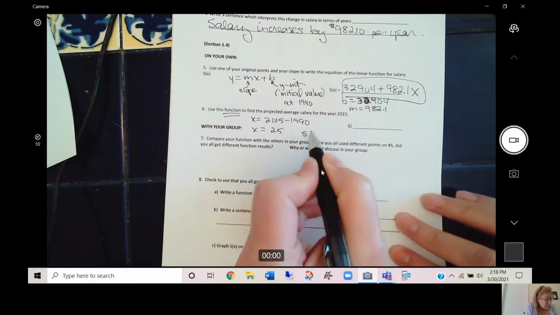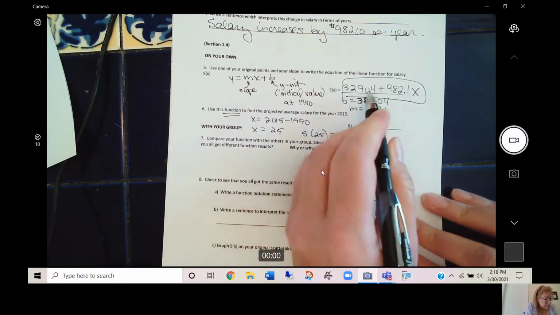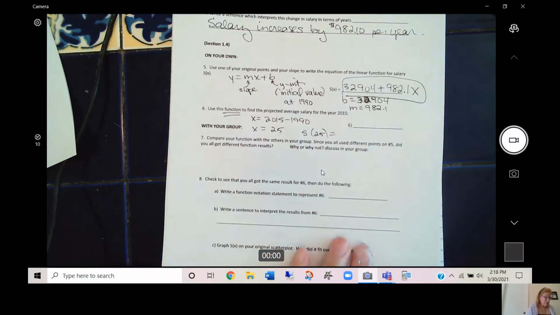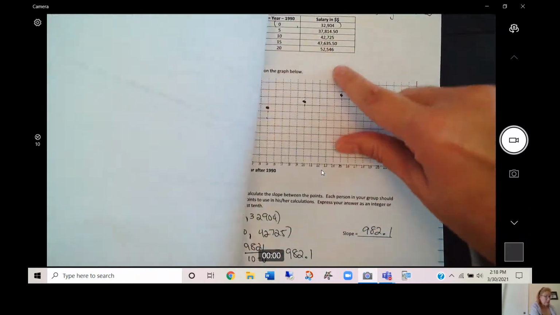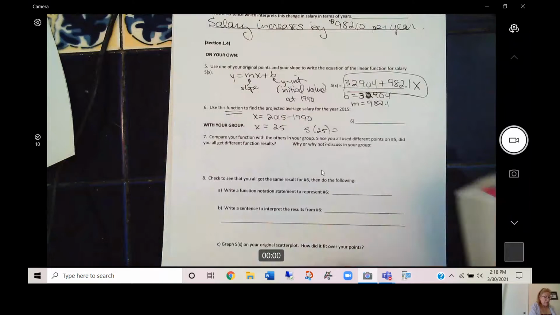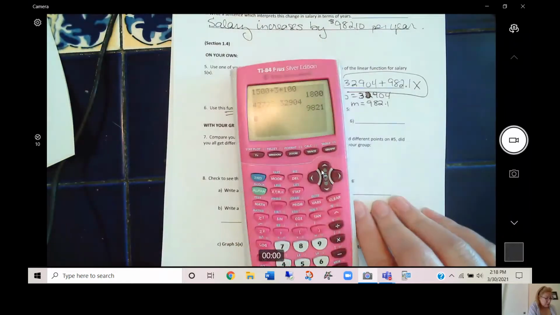So what I'm going to do is just simply plug in 25 into this. I know there's other ways you can do it. I know you can kind of keep building on this idea, but I'm going to do that. It says use the function. So that's what I'm going to do.